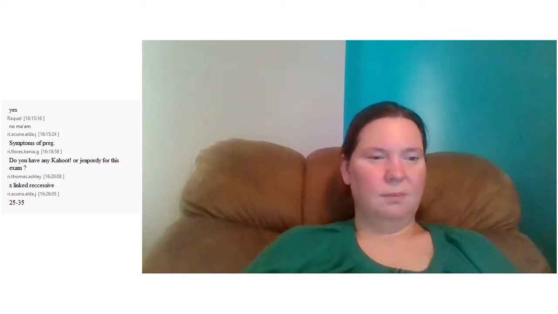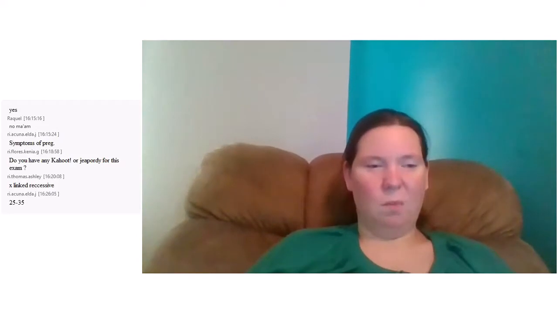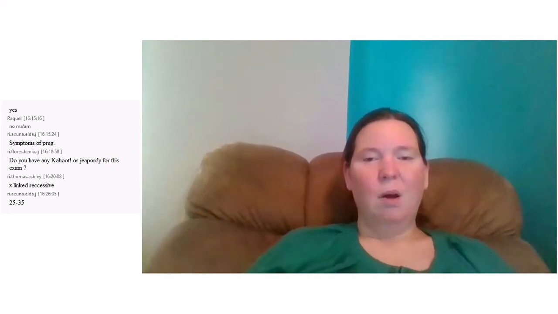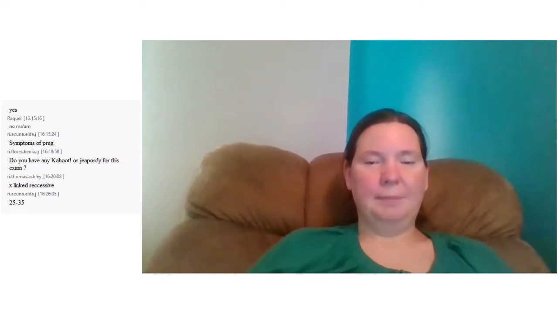The next question has to do with how much weight a woman should gain during pregnancy. So what's the normal? If they have a normal BMI, how much should they gain? 25 to 35. Perfect. So somebody who is of average BMI or normal BMI should gain 25 to 35 pounds over the entire course of the pregnancy.